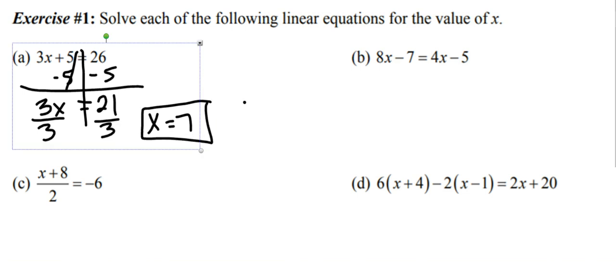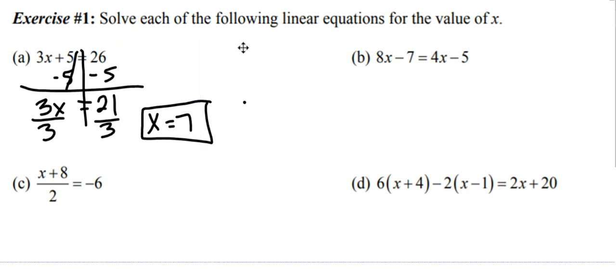Now remember, we did this with the algebra review. So this should not be something that is completely new to you. We're going to do these ones really quickly so you can see them. B is 8x minus 7 equals 4x minus 5. Of course, I'm going to draw my wall.